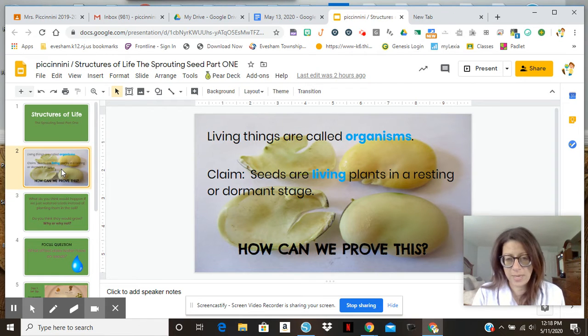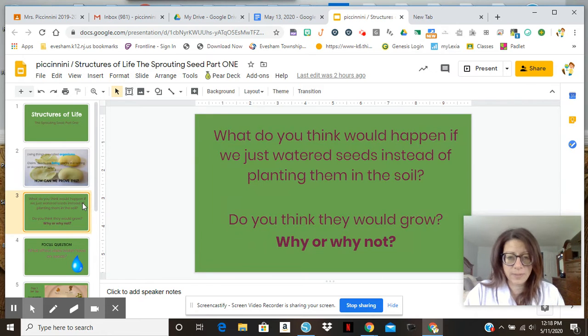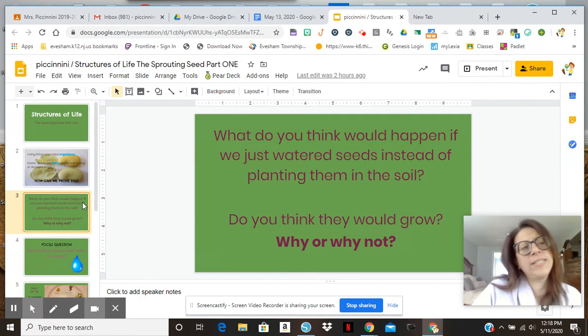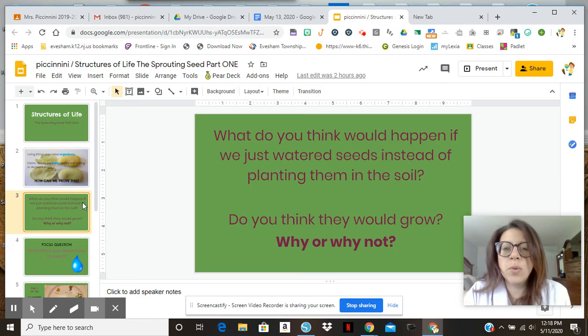Well, we prove things by issuing hypotheses or claims and then investigating them. And so through this section of the lessons, we're going to be completing an investigation. And an investigation usually starts with a question. So, what do you think would happen if we just watered seeds instead of planting them in the soil? Do you think they would grow? Why or why not? Think about your answer before we move on.